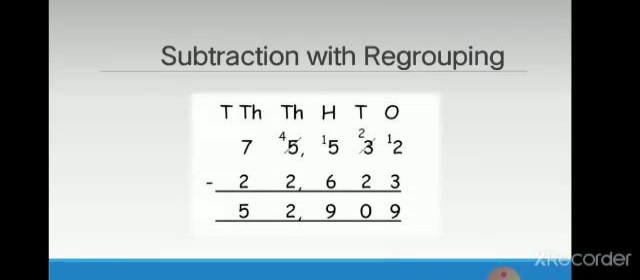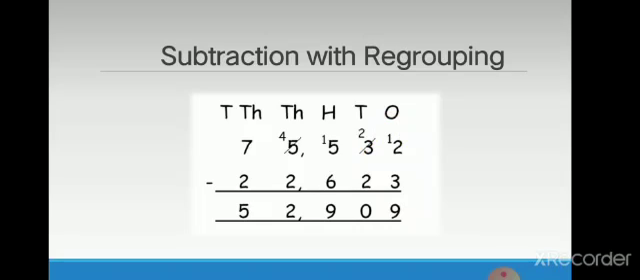In the next example, this is subtraction with regrouping. What does regrouping mean? It means when you carry a number from another place. For example, see here at the ones place, you cannot subtract 3 from 2. So what to do? You just take one number away from the tens column and shift it to the ones column. So it is 12 now.